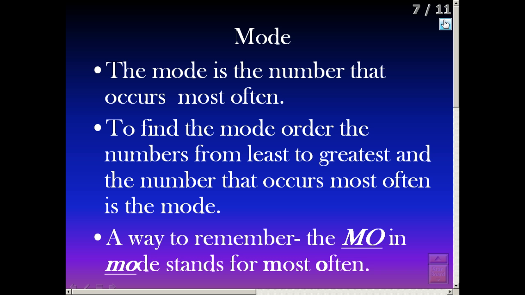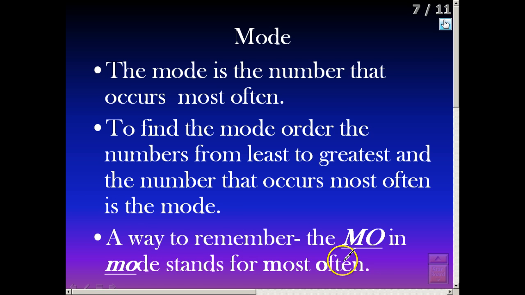Now we're going to take a look at finding the mode from a set of data. Now the mode is the number that occurs most often. To find the mode, what you want to do, once again, is order the numbers from least to greatest, and the number that occurs most often is the mode. Pretty simple. We don't have to add, subtract, multiply, or anything with this. We just see the number that occurs most often.